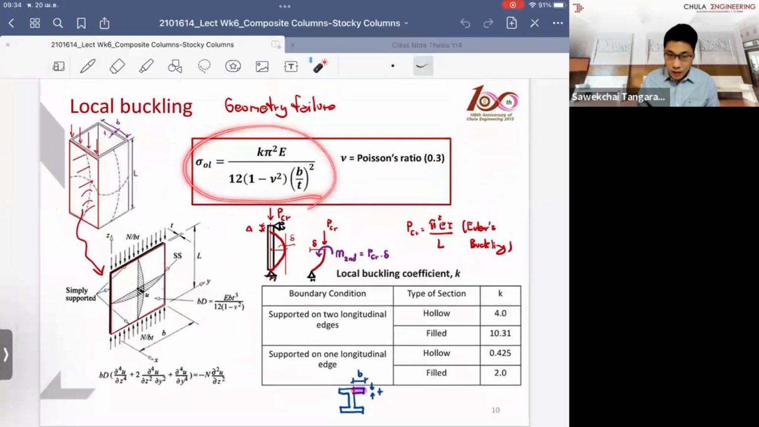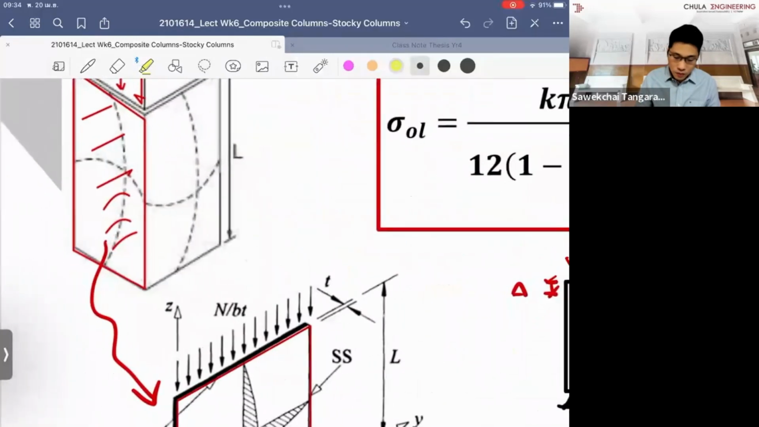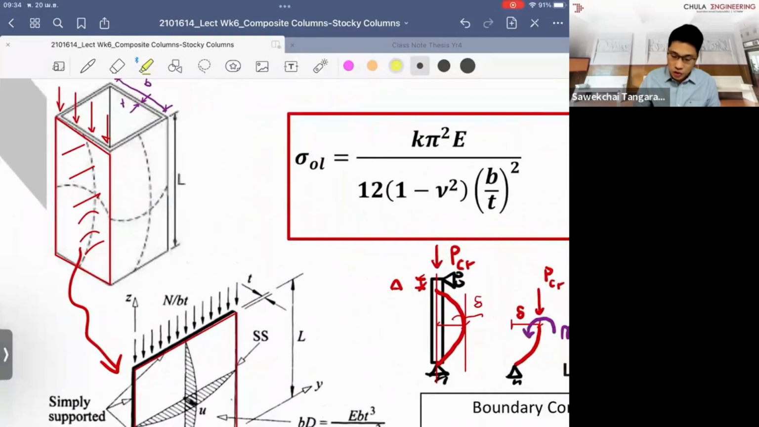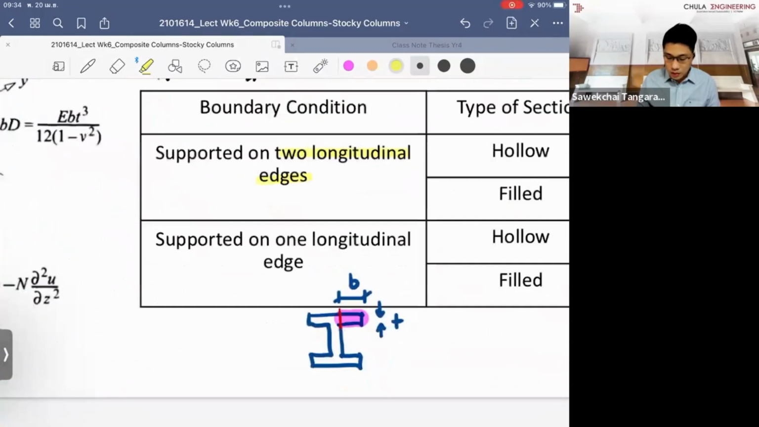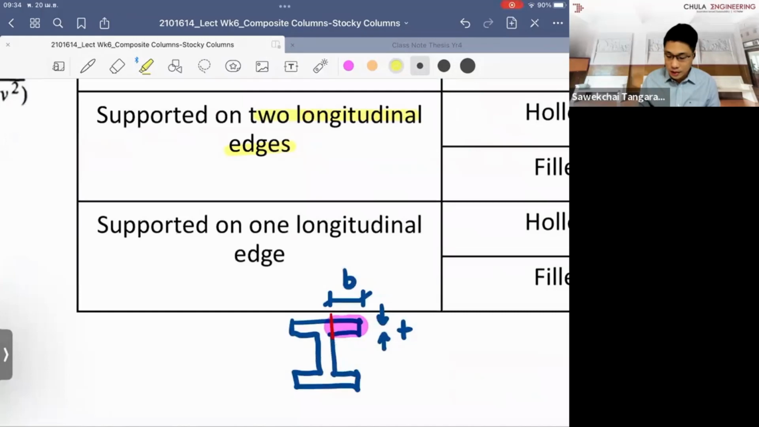In these stress formulations, what is happening, right? Just want to highlight here. We have two types of boundary condition. One is two longitudinal edges, which provide the support. If you want to see where the two longitudinal edges are, it is the edge here for the hollow section. But if you're looking at the open section, such as the I sections, there is a case where one longitudinal edge provides the support.